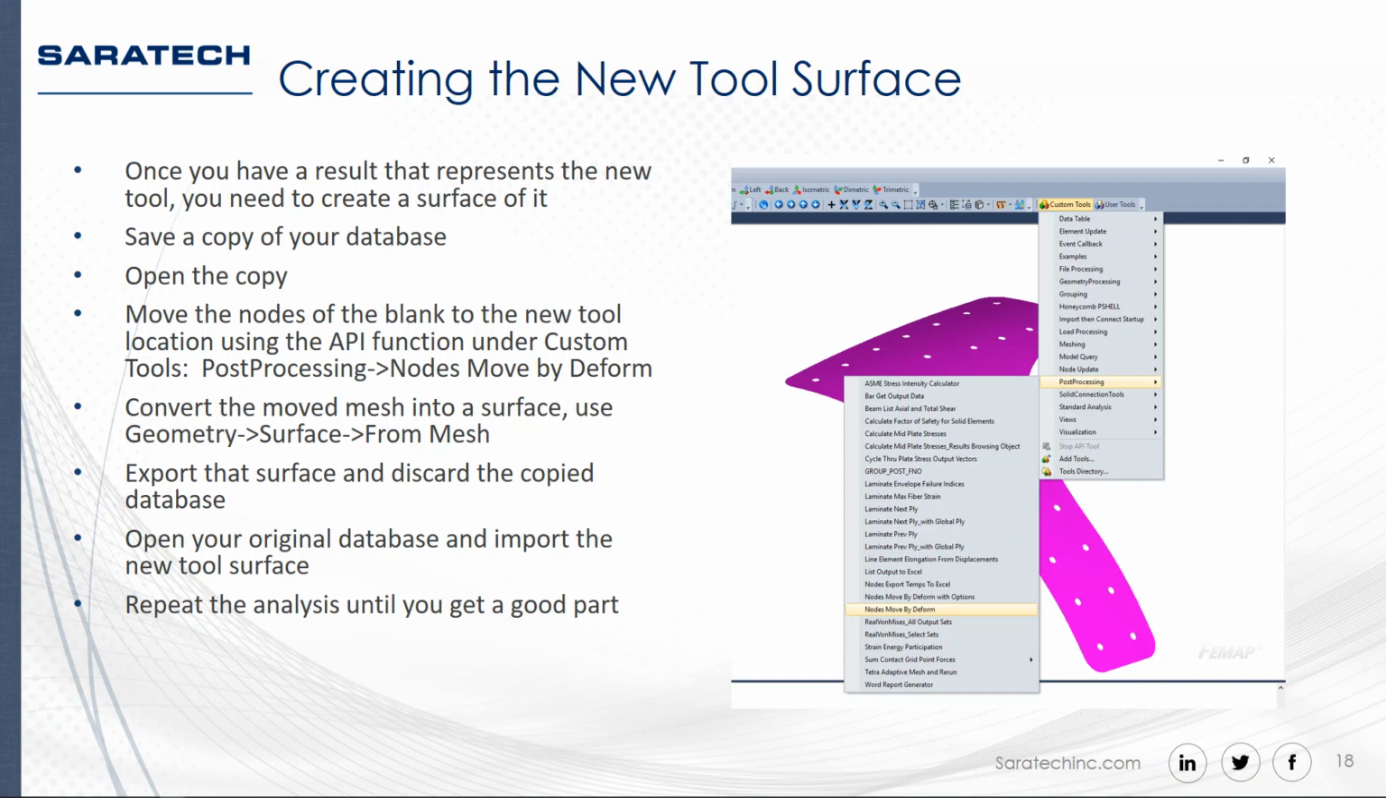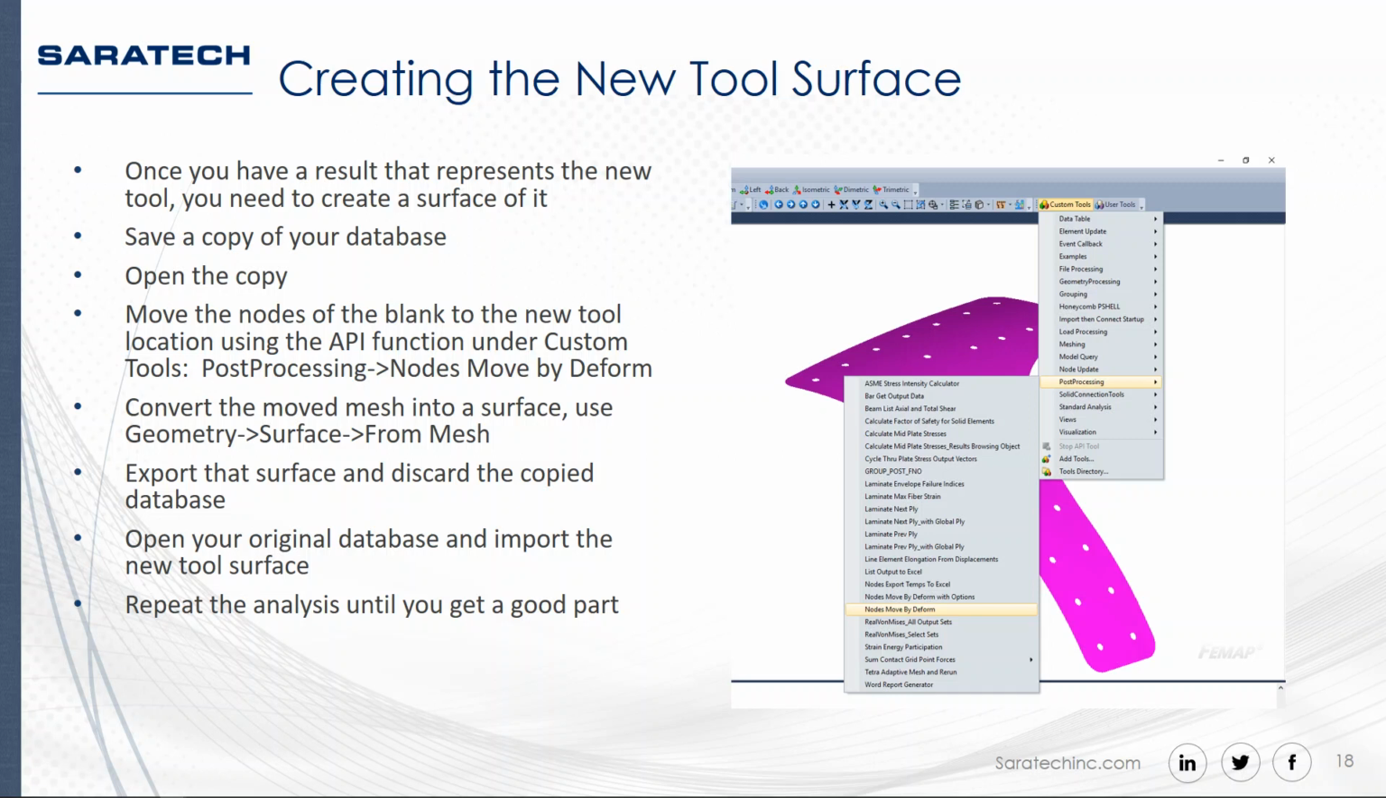So in order to move the nodes of the blank to this new tool shape, there's a feature inside FEMAP to move the nodes for me. And that's actually not a core FEMAP function, it's an API function. If you're not familiar with the API functions, these are typically Visual Basic functions, provided both as utilities to FEMAP users and as illustrations of how you can write your own APIs. So you can actually see the source code for these.